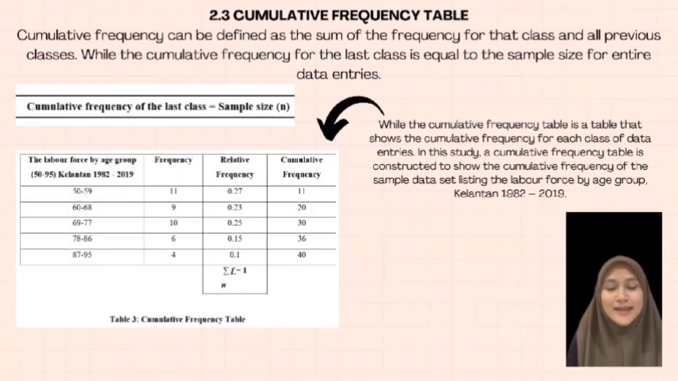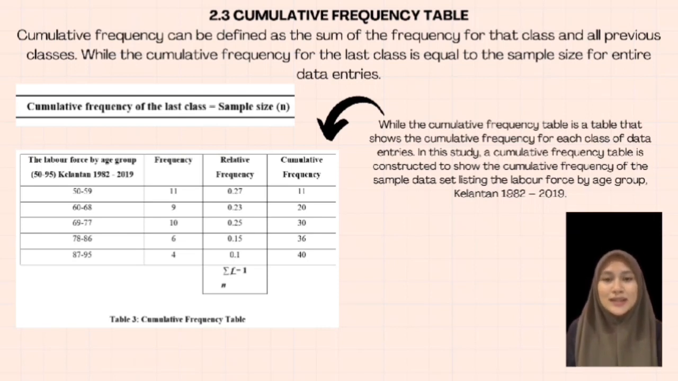For example, the first class cumulative frequency is 11. The second class cumulative frequency is 20. The third class cumulative frequency is 30. The fourth class cumulative frequency is 36. And the fifth class cumulative frequency is 40.